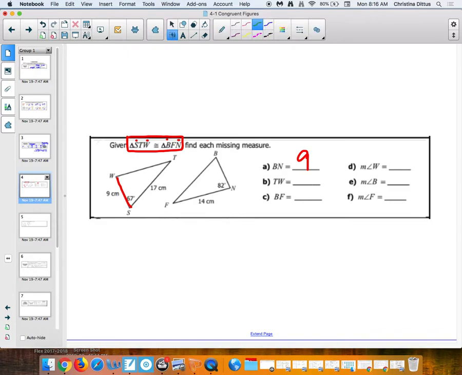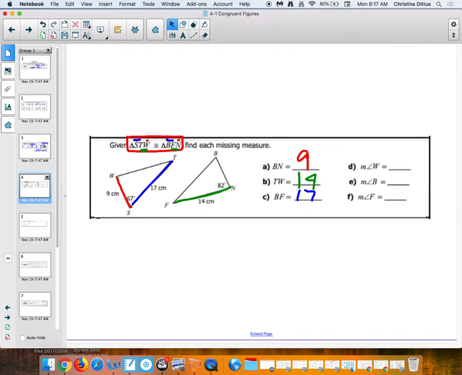Next, we're looking for TW. Well, that's 2 and 3. What should that match? FN. How big is FN? 14. How long is TW? 14. Next, we've got BF, which is the same as ST. How long is ST? 17. How long is BF? 17.